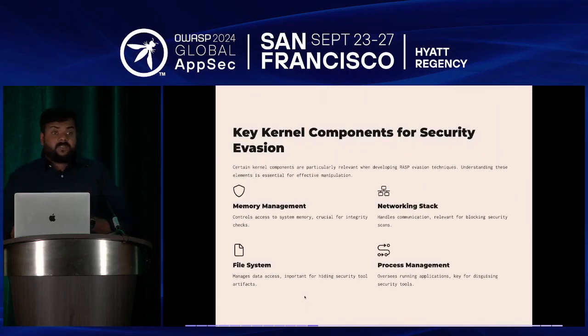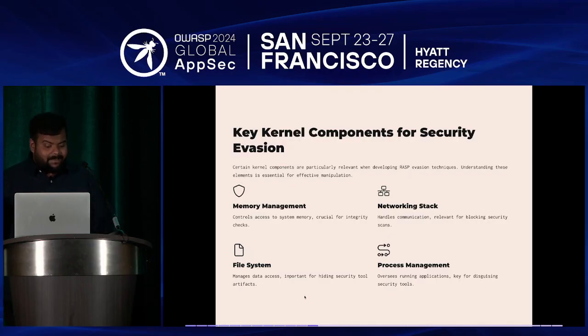So the key component for security evasion, we need to bypass these 4 things basically for any kind of RASP solution, right? One is memory management, where they control the system memory and look for integrity checks in that. Can we bypass that? That's number 1. Number 2, it does networking stack. It observes what are the different ports which are open, what is running in those ports, and handles communication relevant for blocking security scans for those ports.